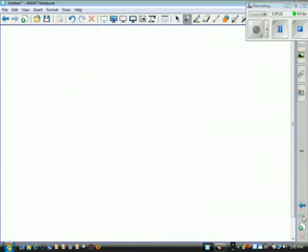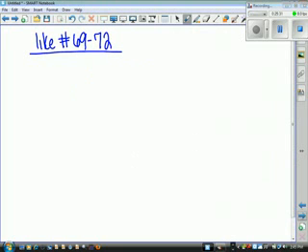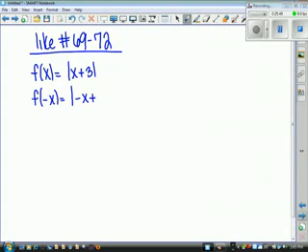Okay, let's do a couple of others. All right, these are like 69 through 72. All right, let's do absolute value of x plus 3. Well, if you plug negative x into the equation, you get this.